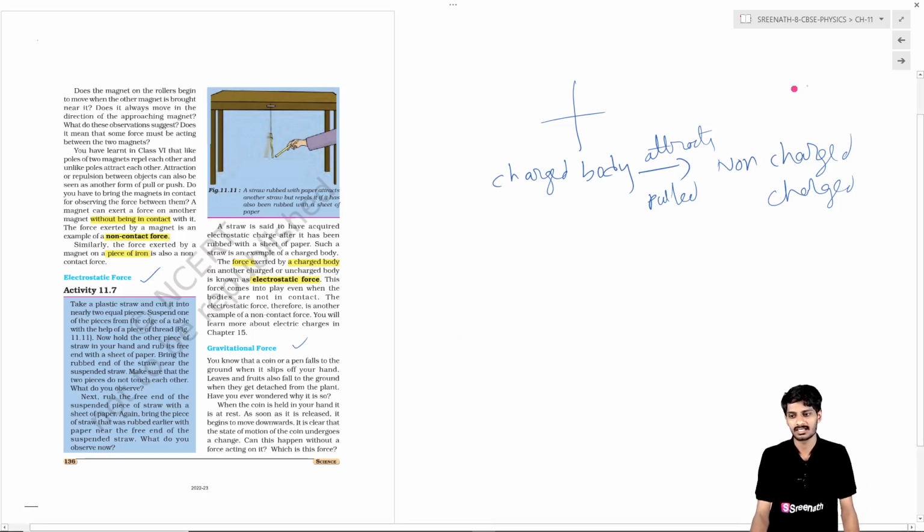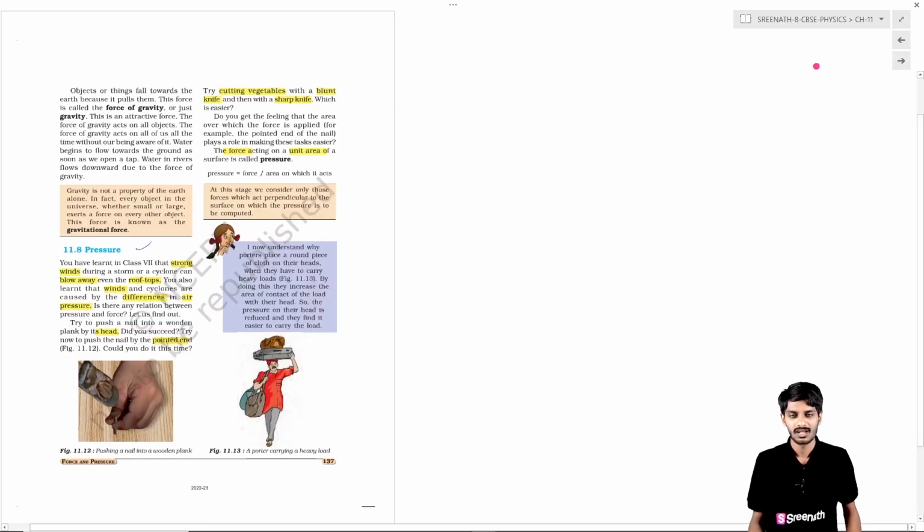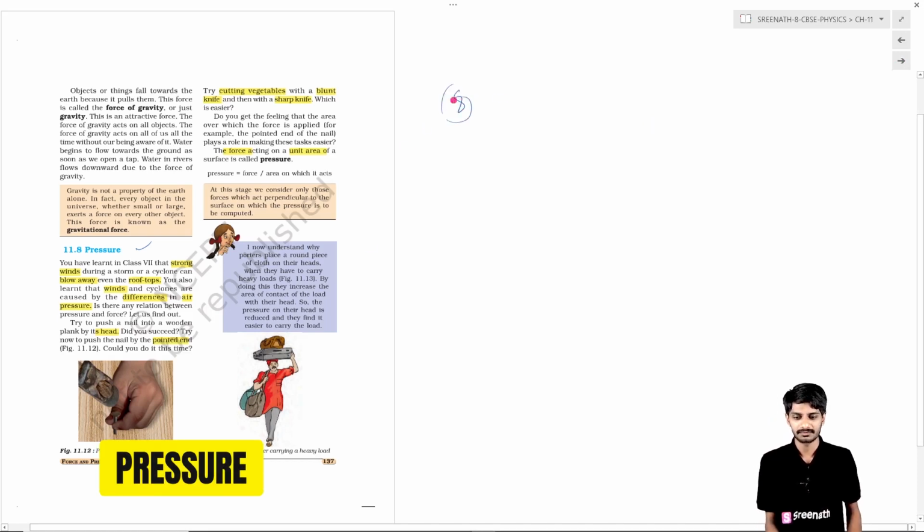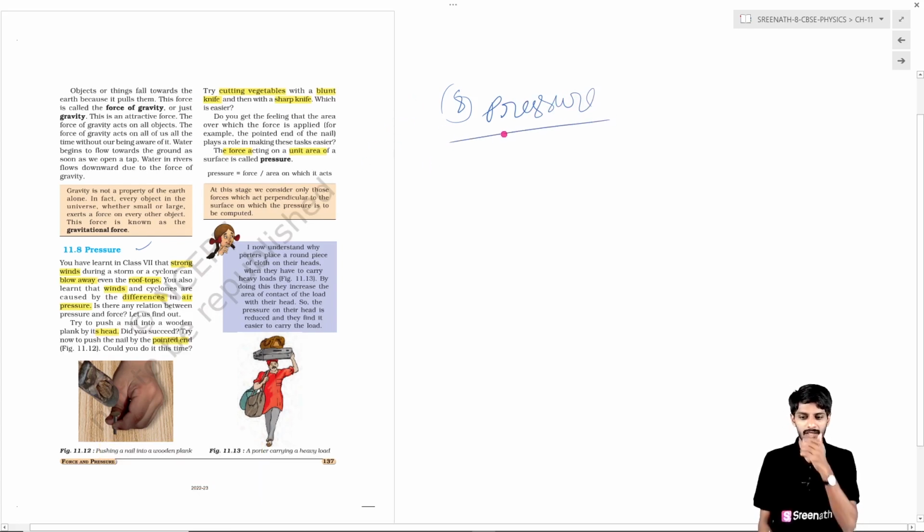Finally, we are done with this also. So we have completed 7 topics. We have 3 topics remaining. The 8th topic is pressure. What is meant by pressure? Okay, pressure is nothing but force per unit area. For example, pressure is nothing but force per unit area.